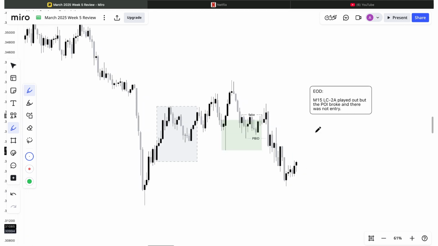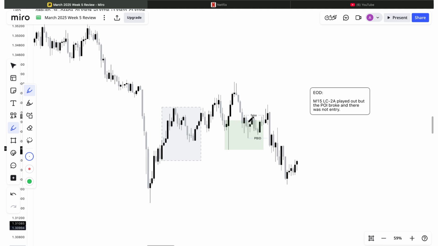There was also an LC2A model played out. This was the fake break, and this was the liquidation. You can see the liquidity candle was large, so that's why I didn't take the trade. With the next candle, if it was a small doji candle, then I would have taken the trade.